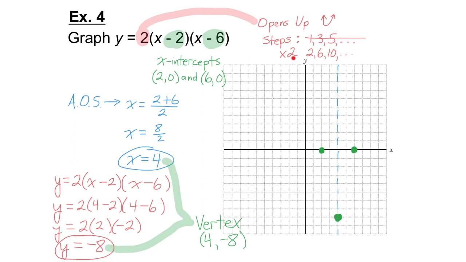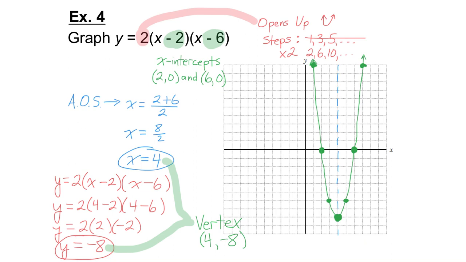Now I can use my step pattern like I did before and fill in all the missing points. So from the vertex, over 1 up 2, over 1 up 6, over 1 up 10, and the same on the other side. And we get the same graph as we did before, I just got it a different way. So either method will work for making a graph from the factored form.